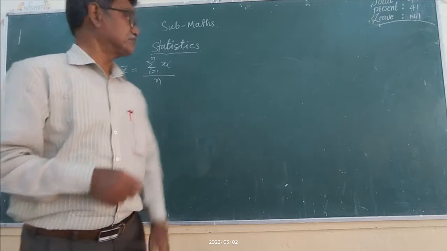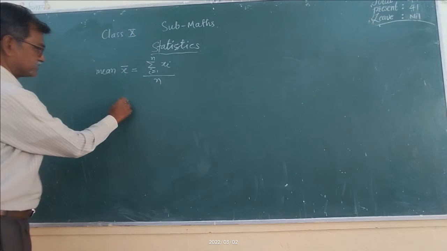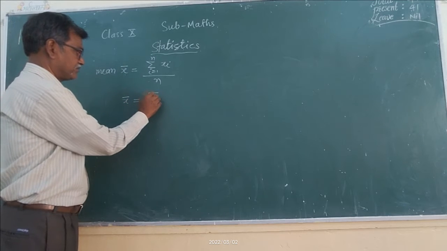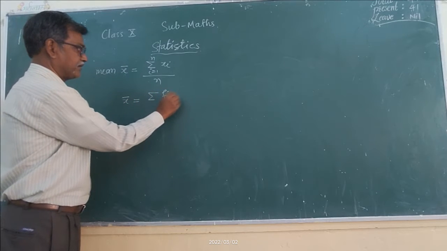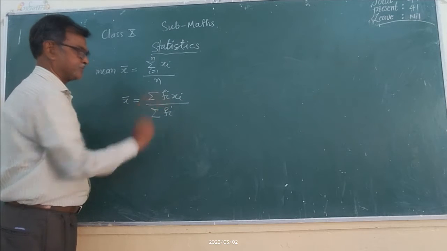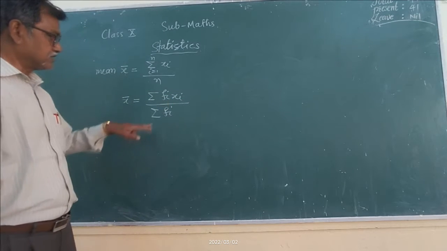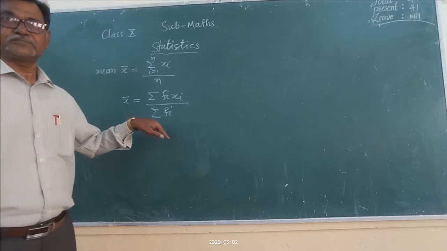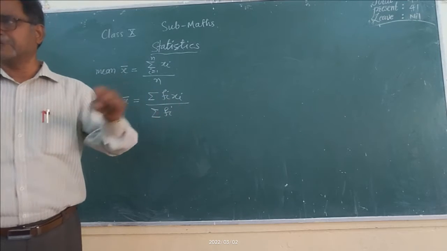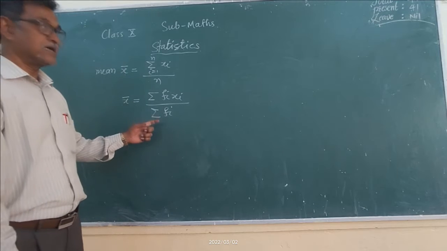And for that, the formula is sum of fi xi divided by sum of fi. This is the general formula, you can say. This is called the direct method.